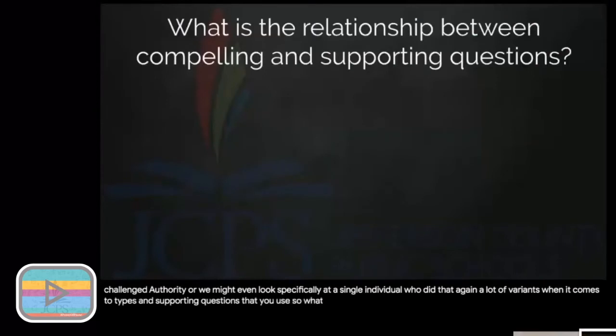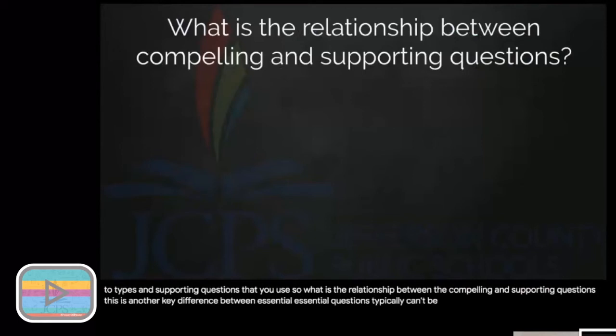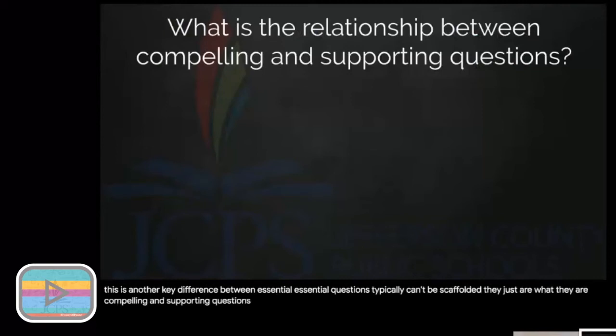So what is then the relationship between the compelling and supporting questions? This is another key difference between essential questions. Essential questions typically can't be scaffolded. They just are what they are. Compelling and supporting questions work in tandem. You cannot have one without the other. Let me repeat that. You cannot have one without the other.